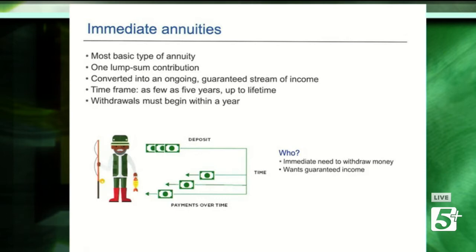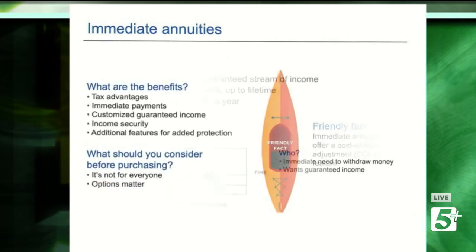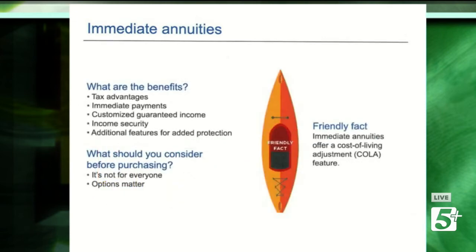It's not for everyone, and options matter. Immediate annuities, by the way, do offer, as I mentioned, an inflation or cost of living feature. Now let's look at fixed annuities.